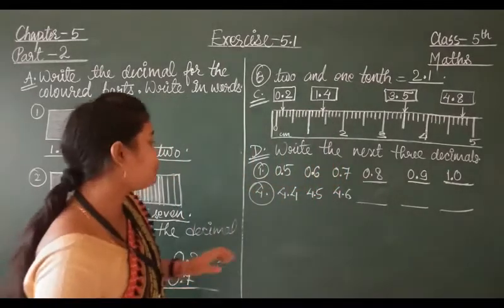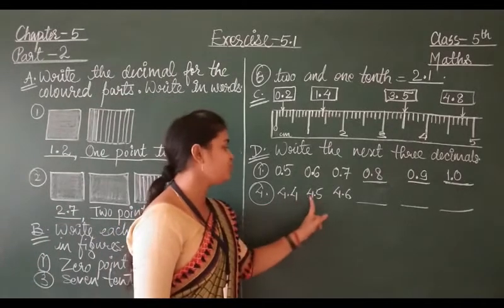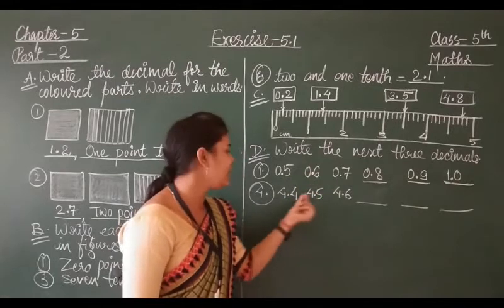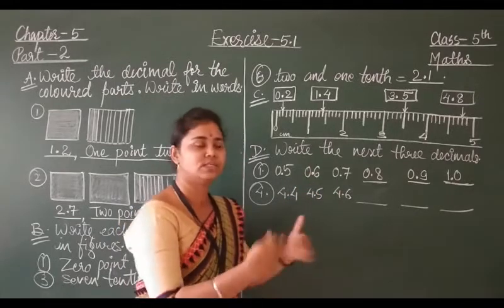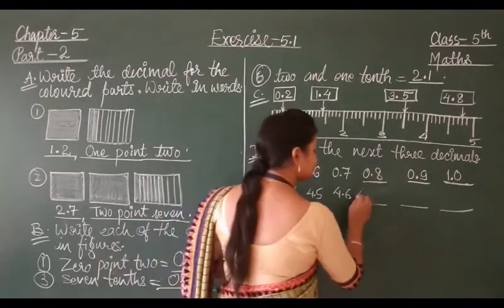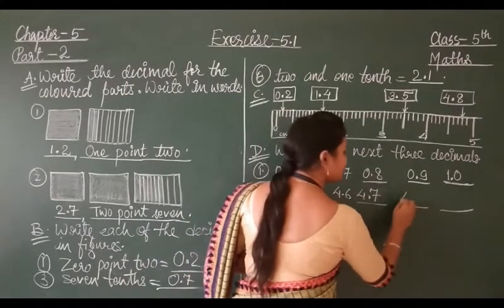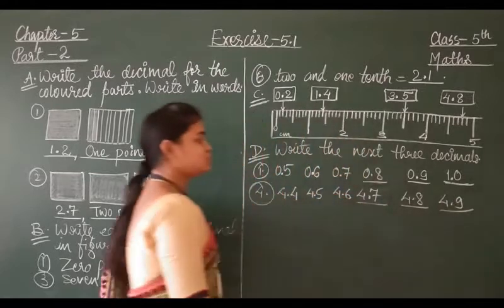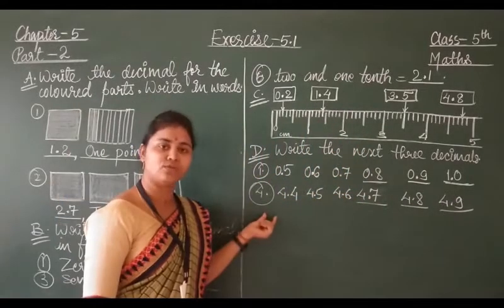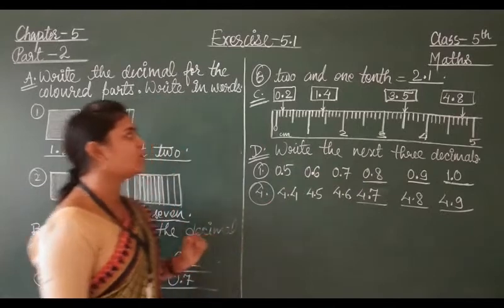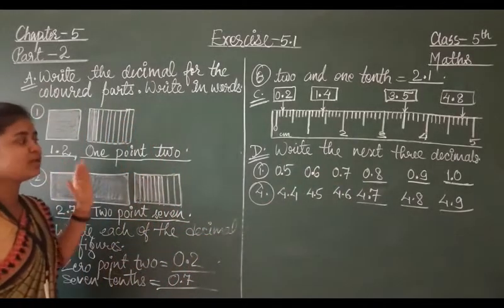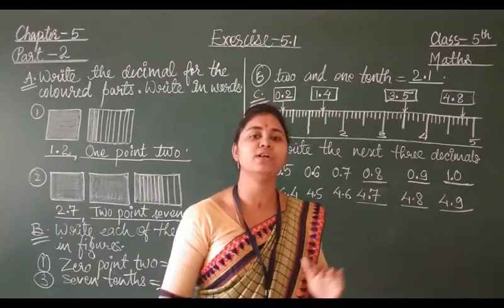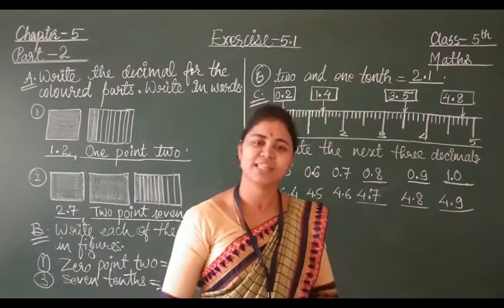Okay? So in this way you can solve. Now question number 4. 4.4, 4.5, 4.6, meaning 4 point is common and the next digits are increasing by 1. So after 4.6, 4.7, 4.8 and 4.9. So students, in this way question number 2 and 3 are also given. You can solve according to this. And exercise 5.1, students, after watching this video you have to solve your exercise 5.1. Thank you for watching.